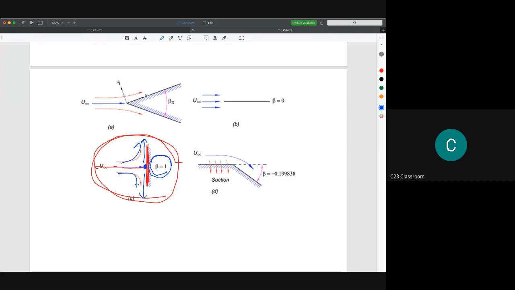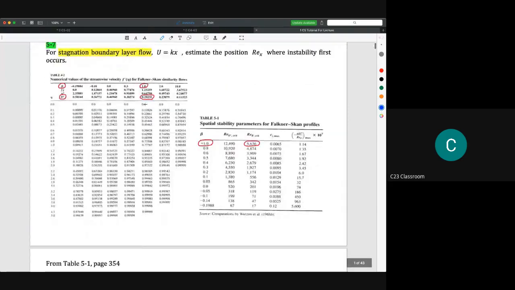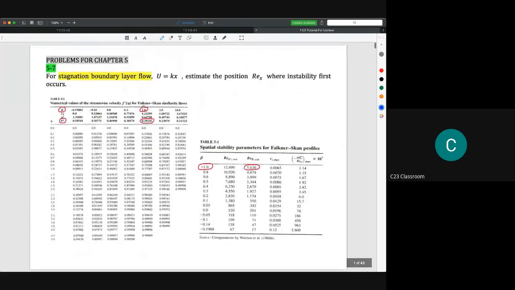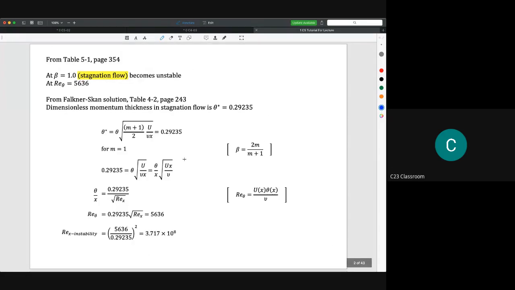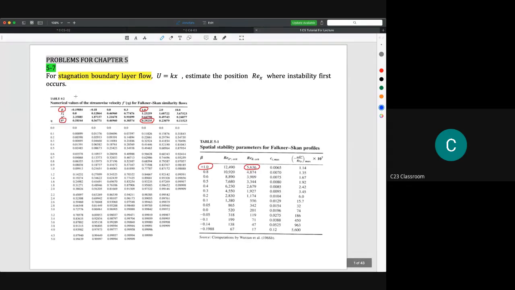Okay, wait a minute. Okay, so from table 5.1, this table 5.1, and also the table 4.2 here.